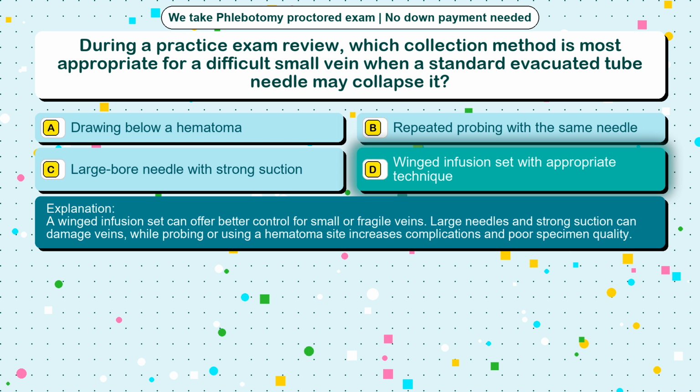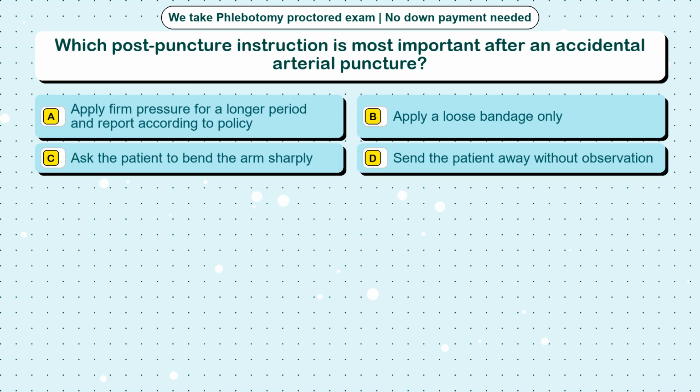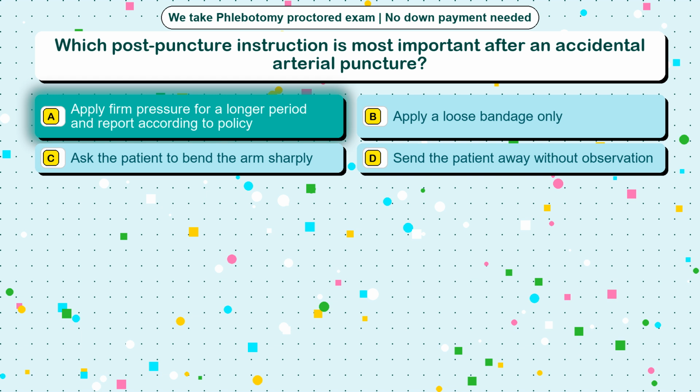quality. Question 37. Which post-puncture instruction is most important after an accidental arterial puncture? Option A. Apply firm pressure for a longer period and report according to policy. Option B. Apply a loose bandage only. Option C. Ask the patient to bend the arm sharply. Option D. Send the patient away without observation. The correct answer is option A. Apply firm pressure for a longer period and report according to policy.